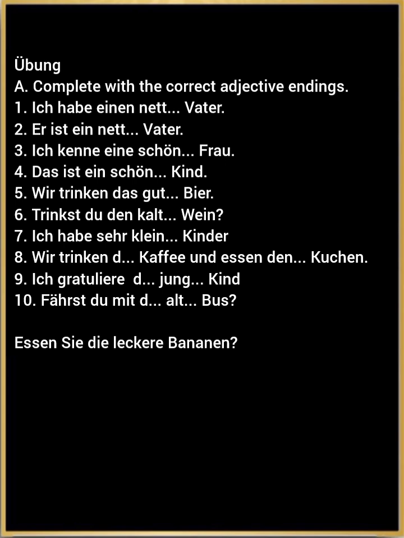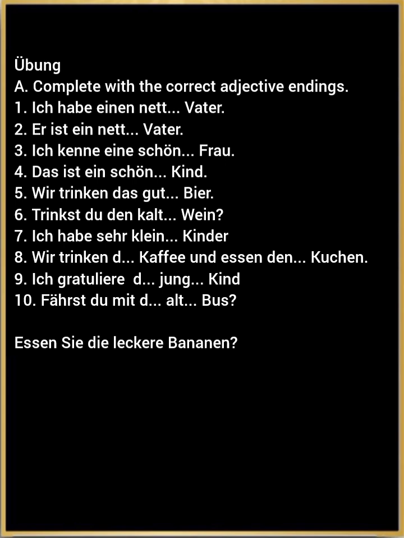Okay, I want us to take some few more examples. Trinkst du, are you drinking? Trinkst du den? After den we add en. Den kalten Wein. Trinkst du den kalten Wein? Are you drinking the cold wine? And then number 7, ich habe sehr kleine Kinder. I have very small children. Now for plural, we just add e where there's no article. So ich habe sehr kleine Kinder. Remember up there we said that after d for plural we add en. But where there's no article, we just add e. That's why the answer becomes ich habe sehr kleine Kinder.